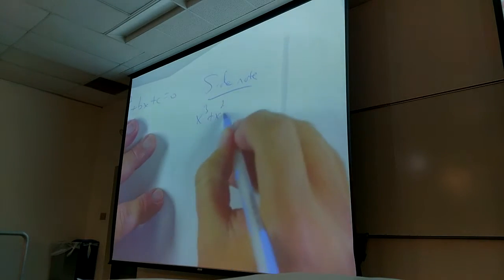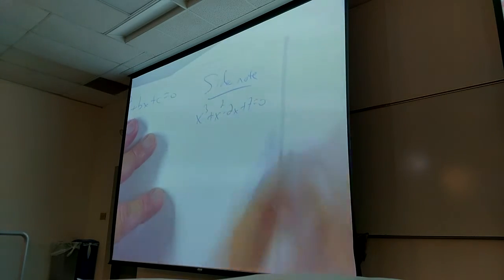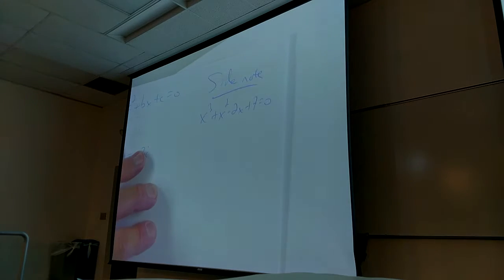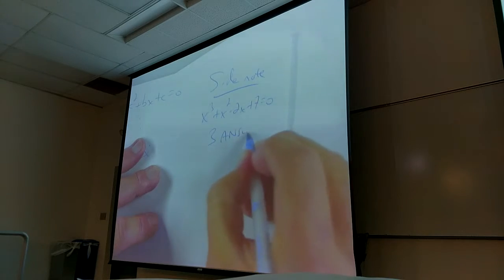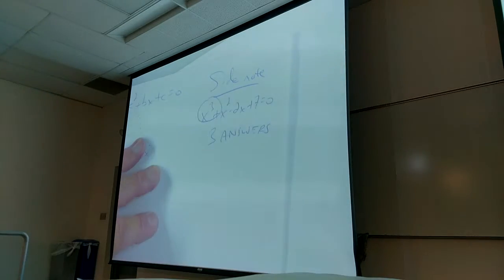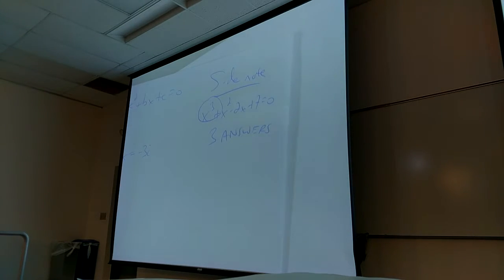Side note. If I had x cubed plus x squared minus 2x plus 7 equals 0, I know that there will be 3 answers. Maybe some of them are complex, maybe some of them are repeated, but there will be 3 answers because of a third degree. You guys with me a little bit?